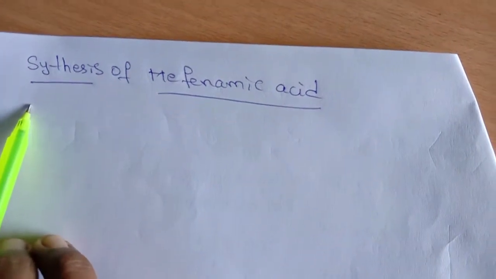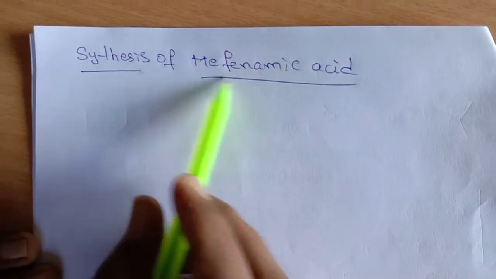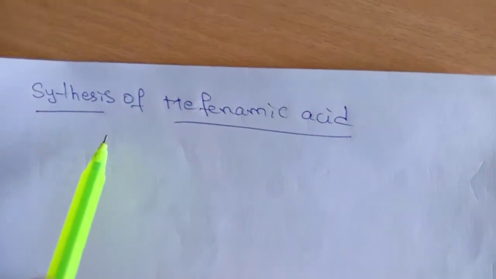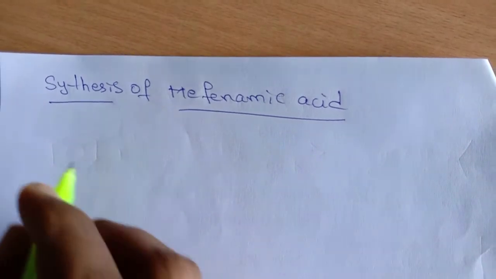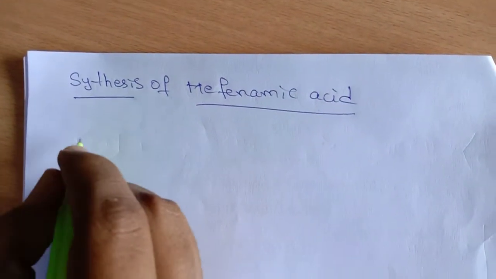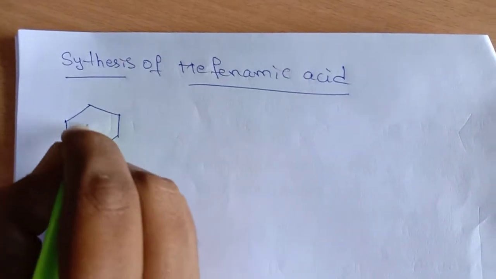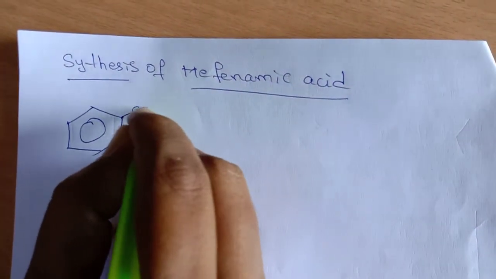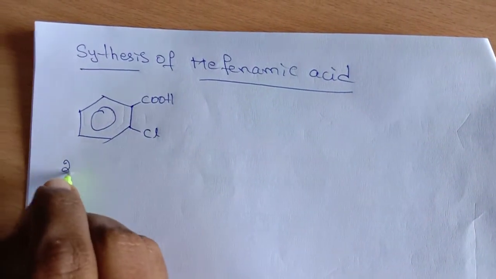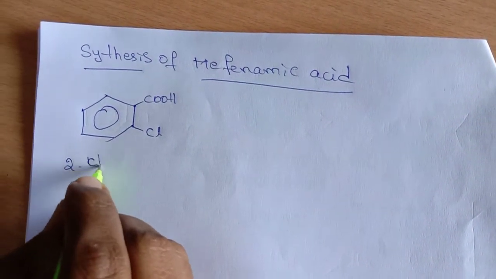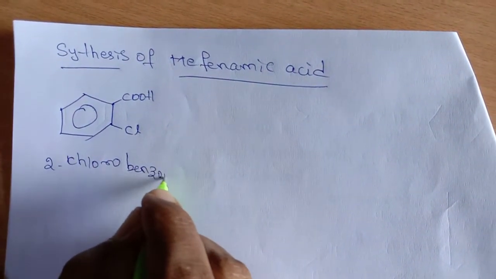So the next is the synthesis of mefenamic acid. This mefenamic acid belongs to the aryl anthranilic acid derivatives. The synthesis of mefenamic acid starts with the compound 2-chlorobenzoic acid.